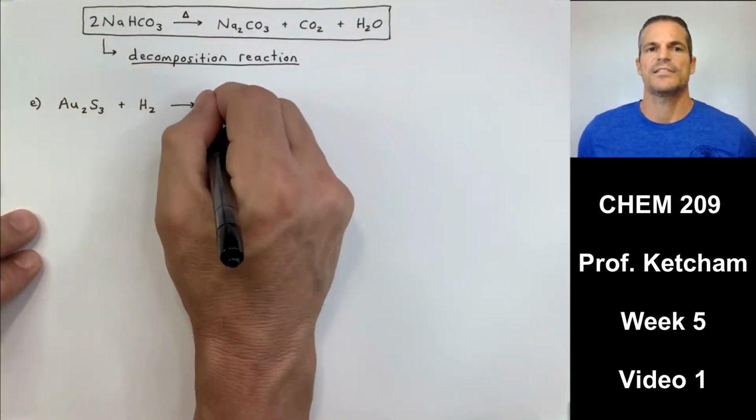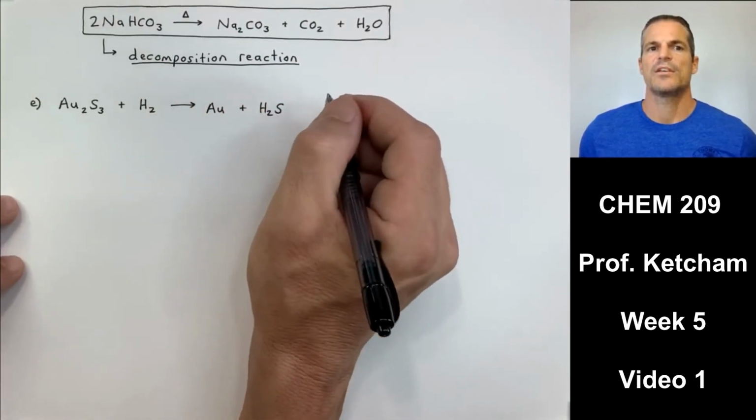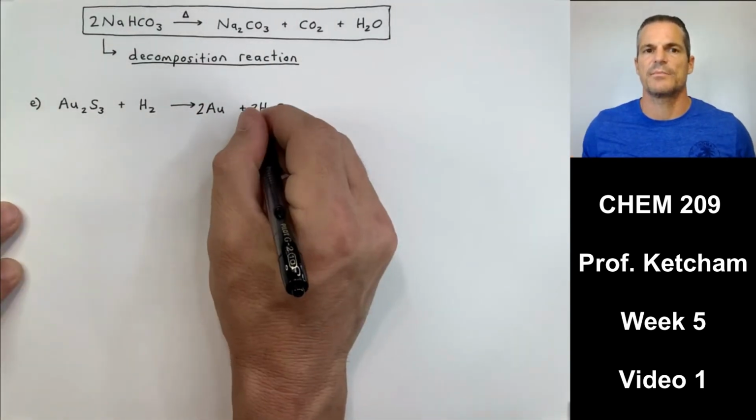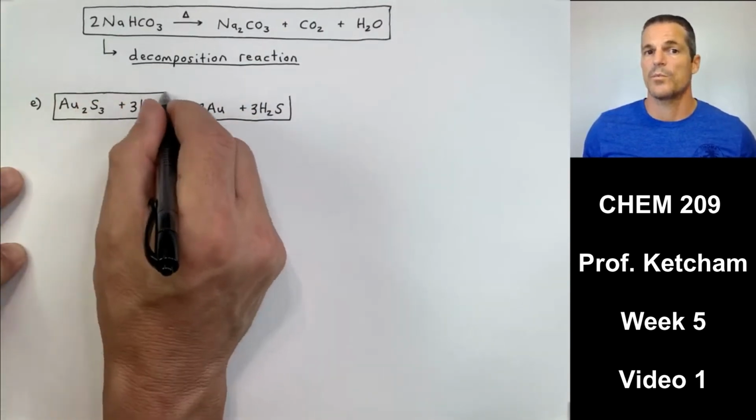E, Au2S3 plus H2 yields Au plus H2S. You can see that the H is coming in, kicking out Au and taking S for himself. This is a single replacement reaction. This one's a fairly straightforward one to balance.